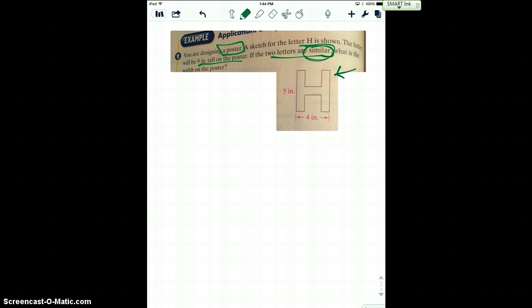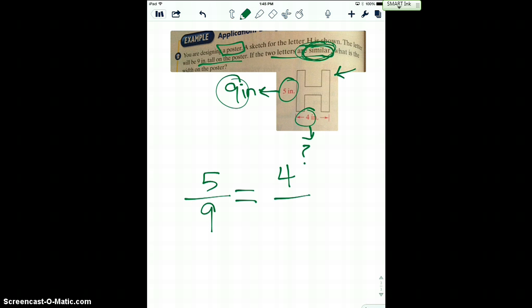So we're going to say that this number we want to be 9 inches, and we want to know what then will be the width. Well, if the two letters are similar, then their sides should be in proportion. So I'm going to say, well, this 5 would be relating to the 9, just as the 4 should be relating to our unknown, our width. So I'll use a W there.